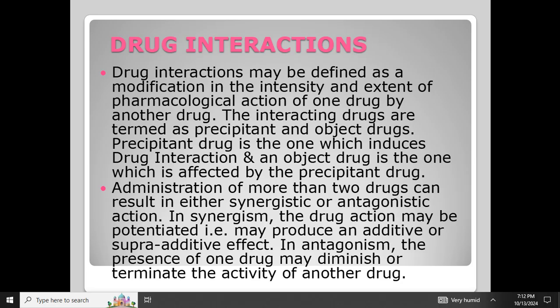Administration of more than two drugs can result in either synergistic or antagonistic action. In synergism, the drug action may be potentiated, that is, may produce an additive or supraadditive effect. But in antagonism, the presence of one drug may diminish or terminate the activity of another drug.